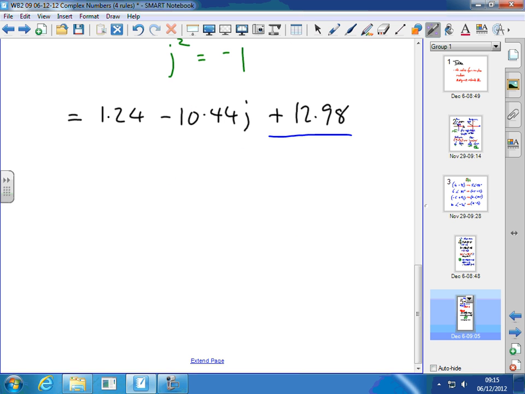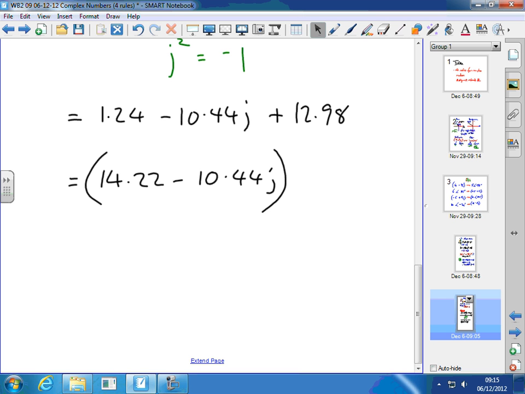Now I've got two real numbers that I can add together. So what's 12.98 plus 1.24? 14.22 minus 10.44j. And suddenly we've got a complex number with a real part and an imaginary part, and that's the solution.